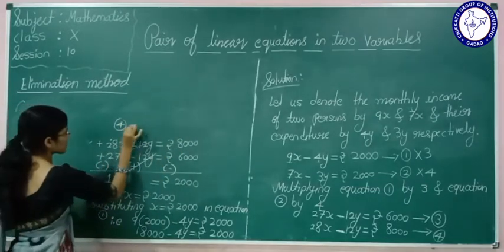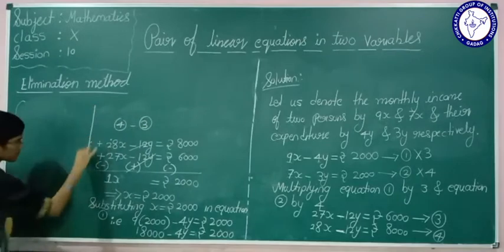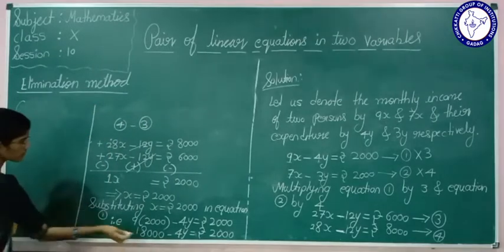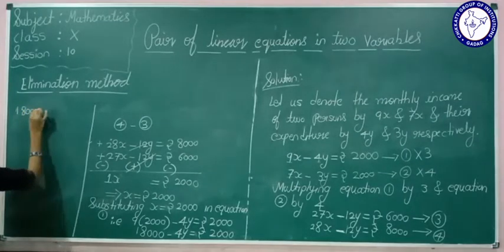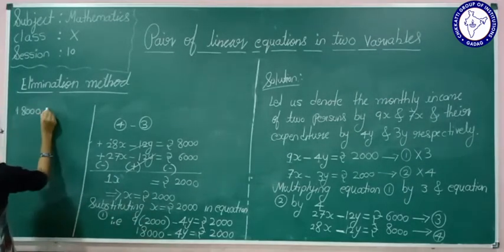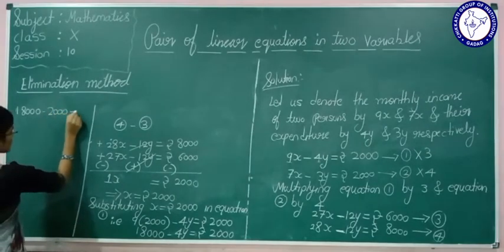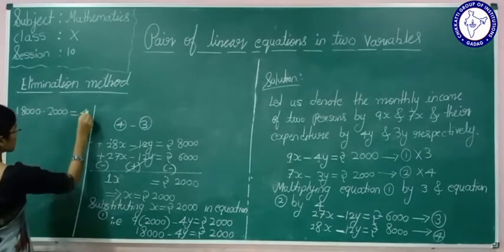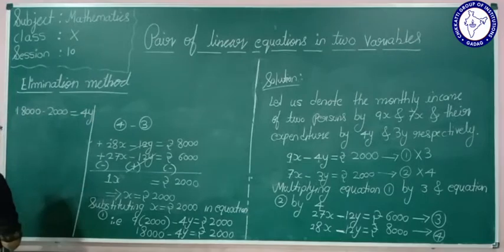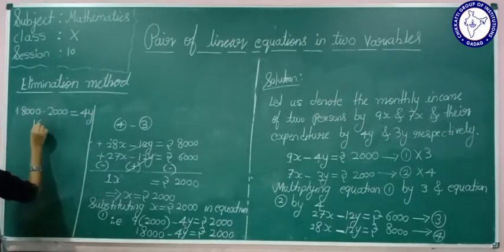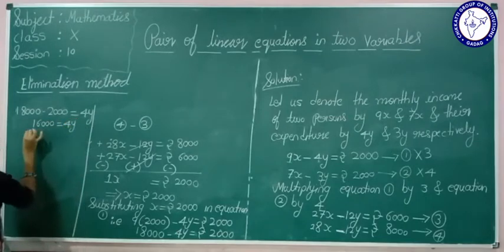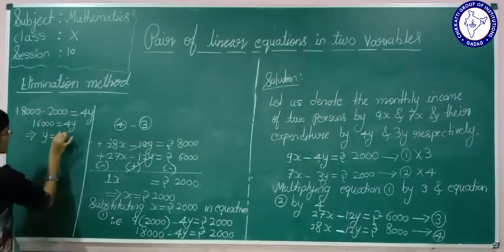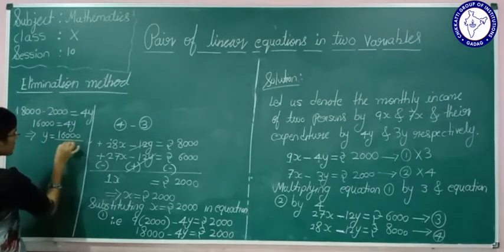And then equation 4 minus equation 3. Okay. Now see what it will become. Minus 18,000, minus 2,000 is equal to 4y. What will it become? 18,000 minus 2,000 will be 16,000, is equal to 4y. So this implies y is equal to 16,000 divided by 4.